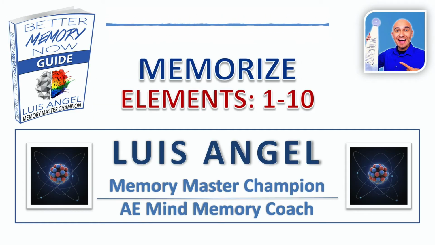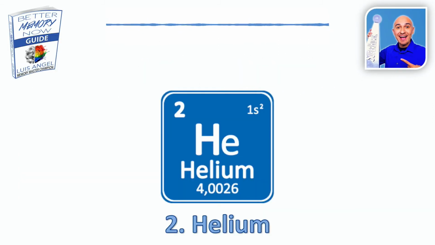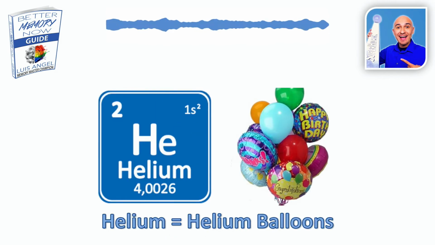Now we're going to go through this a little faster now that you get the hang of it. So number 2 is helium. He is the symbol as well. Helium, number 2. And we're going to picture helium balloons. Helium balloons for the second location here because it's going to represent the second element on the table. So wrap that around your second location. What is that for you?